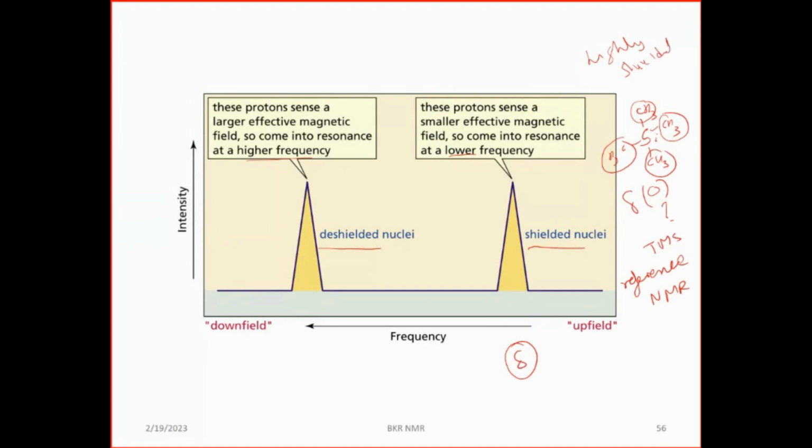What have we said? Shielded on the right-hand side, deshielded on the left-hand side. The shielded ones should come on the right-hand side. So what I fix on the right-hand side is TMS, which has 12 protons. All the 12 protons are highly shielded. Why are they highly shielded? The first point is correct, but why highly shielded?